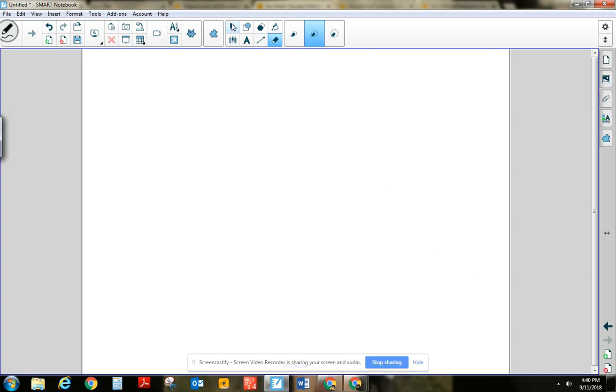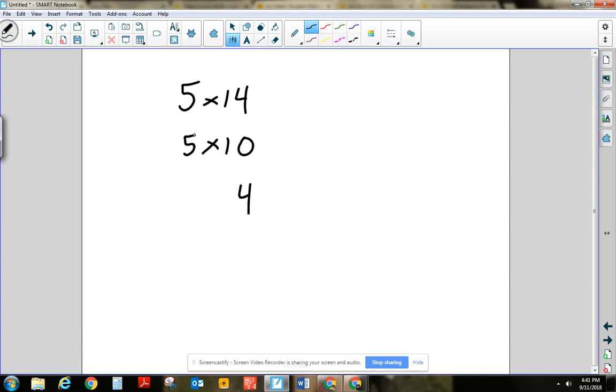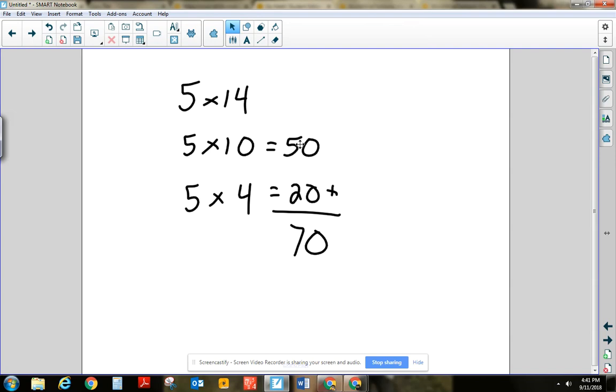All right, so let's solve 5 times 14. I'm going to break up this 14 as a 10 and as a 4. I'm going to distribute. So here's my 14, right? So 5 times 10 is 50. 5 times 4 is 20. Then I need to add them together. And it's 70. So this is a great way of showing your work. Here's another way. Drag all this stuff over for you.